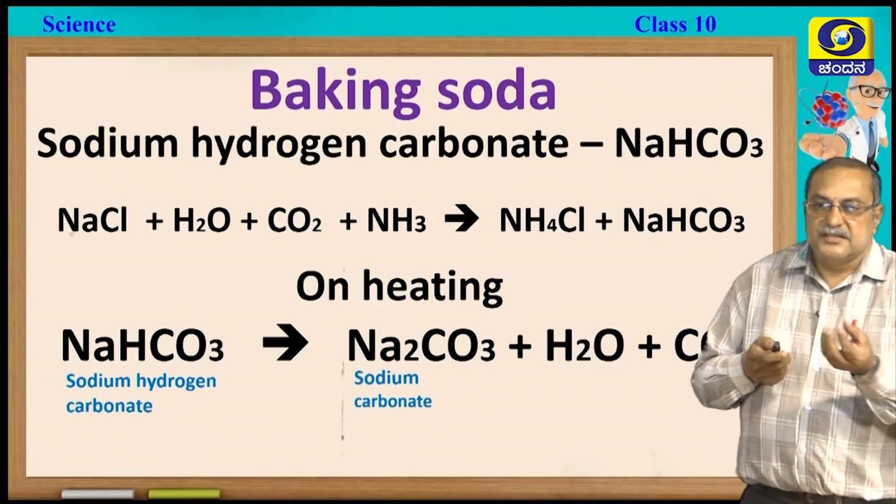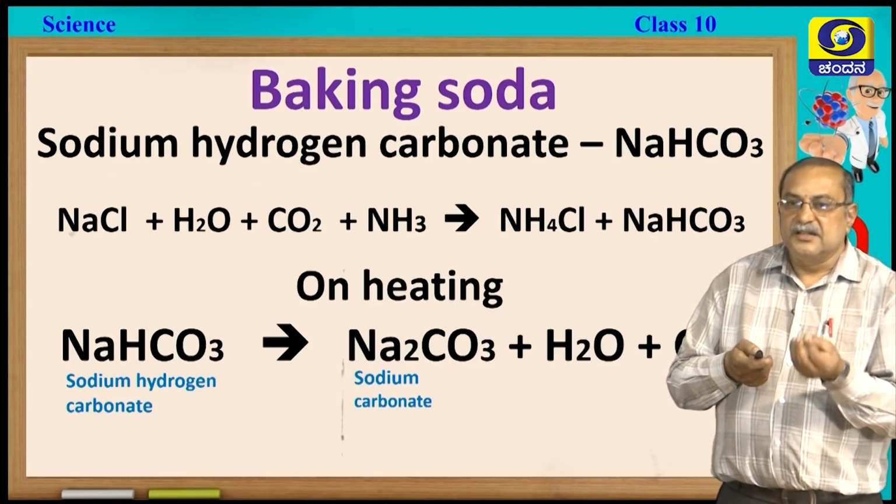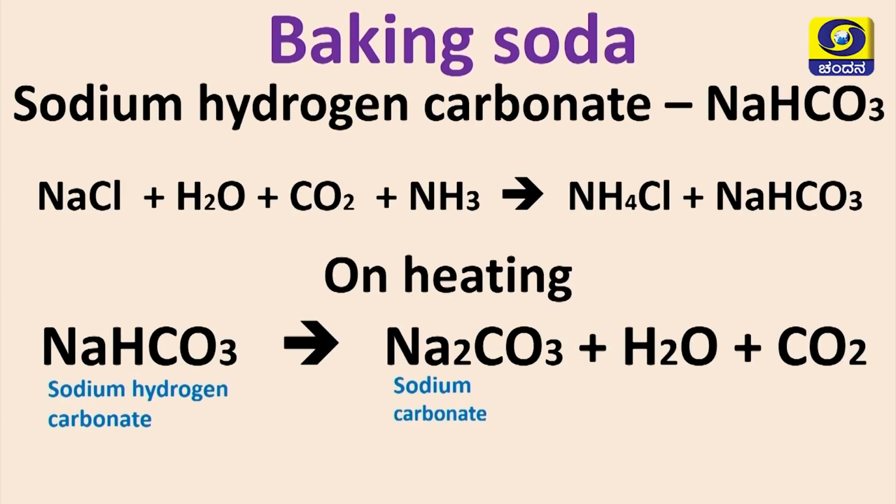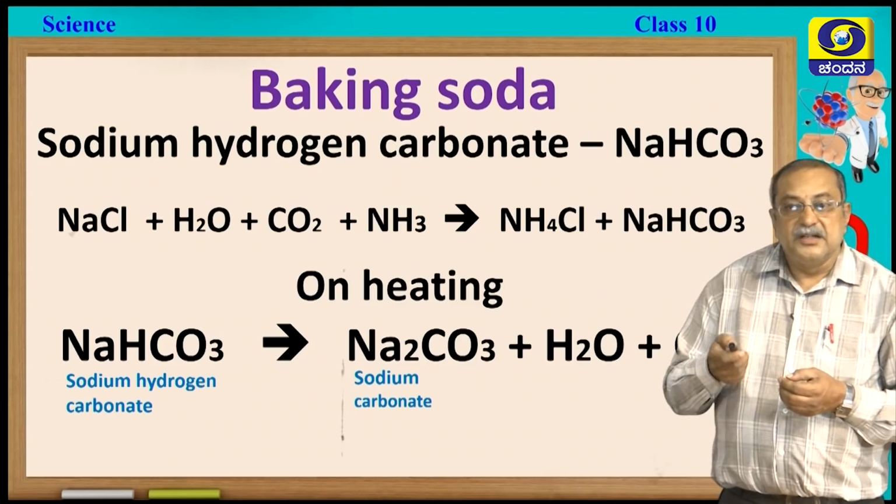This carbon dioxide along with the vapor of water tries to escape from the dough. When it tries to escape, it leaves gaps there. That is why it appears spongy, many holes you can see, and it will be very tasty as well as soft to eat. Clear? That is why you use baking soda or baking powder in the bakeries.